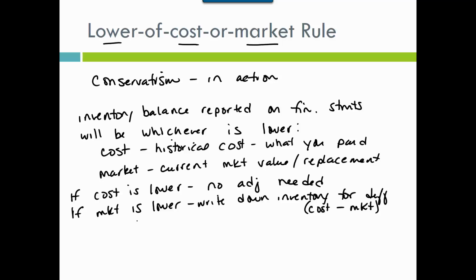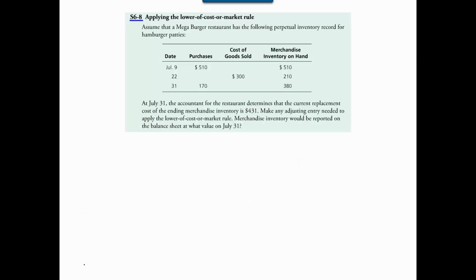And that looks just like when I did it for the inventory shrinkage in Chapter 5. So I debit cost of goods sold, I credit merchandise inventory for the difference between the two. So let's look at one of those.